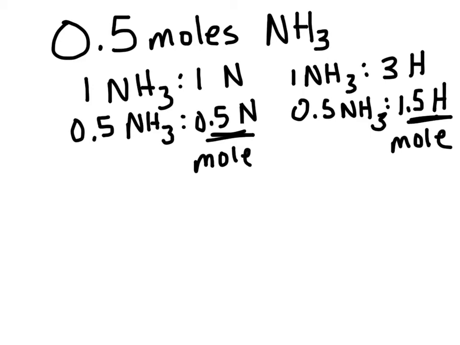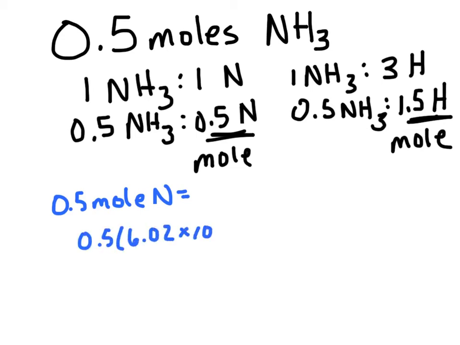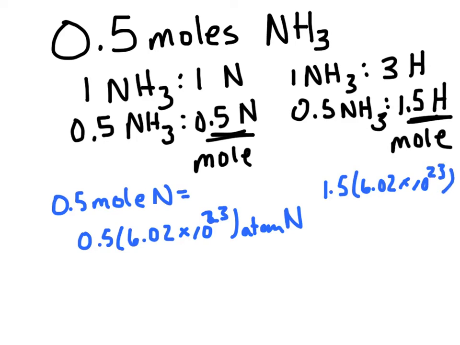Looking at this a little bit further, 0.5 moles of nitrogen is equal to 0.5 times 6.02 times 10 to the 23rd atoms of nitrogen. Or over here, 1.5 times 6.02 times 10 to the 23rd atoms of hydrogen.